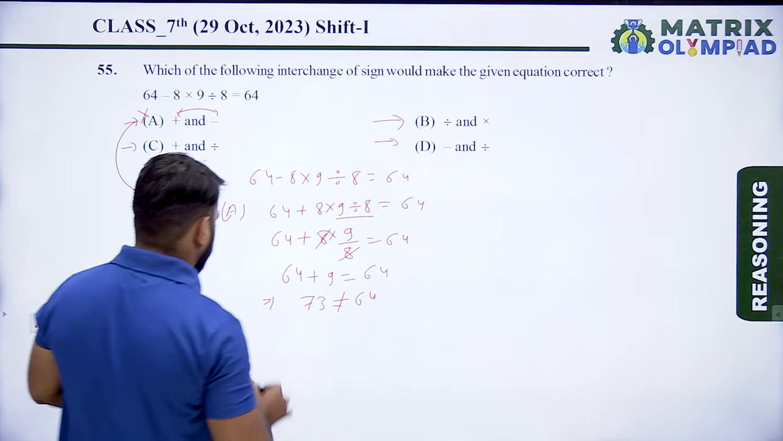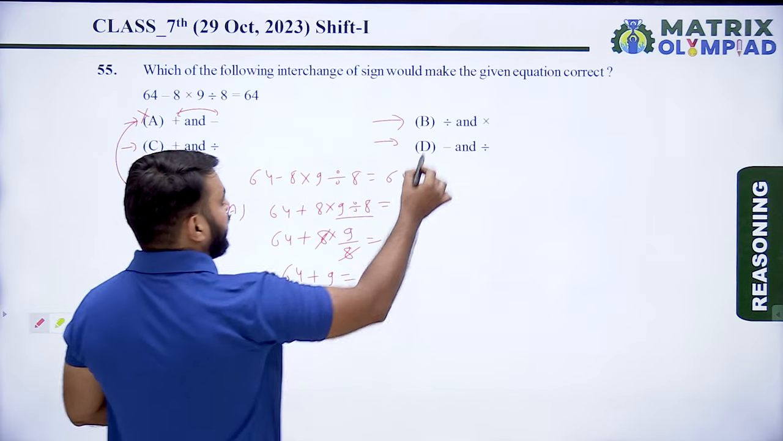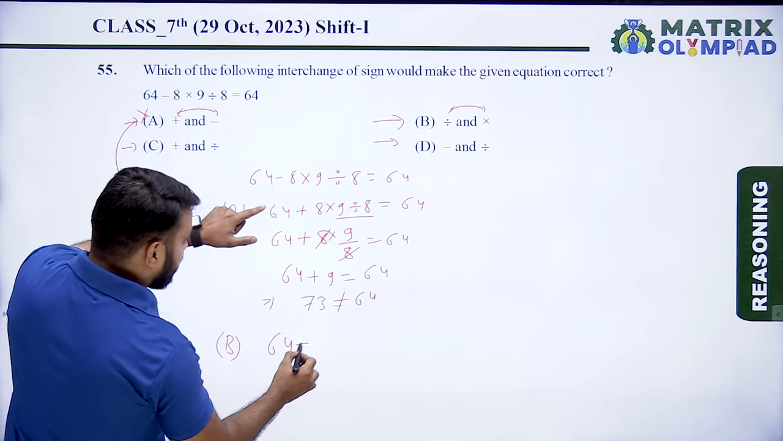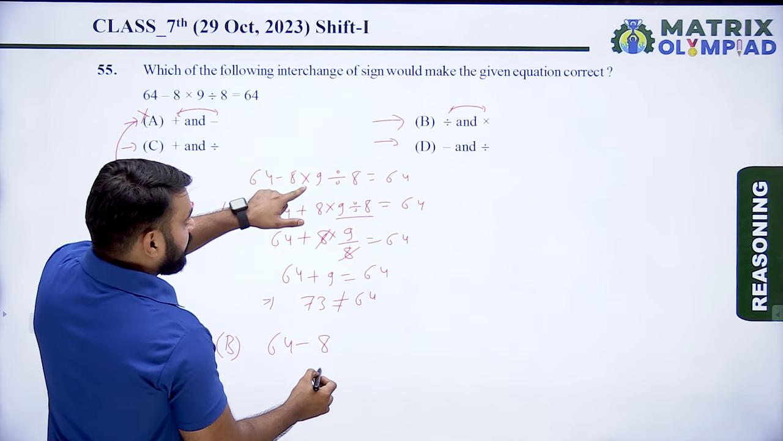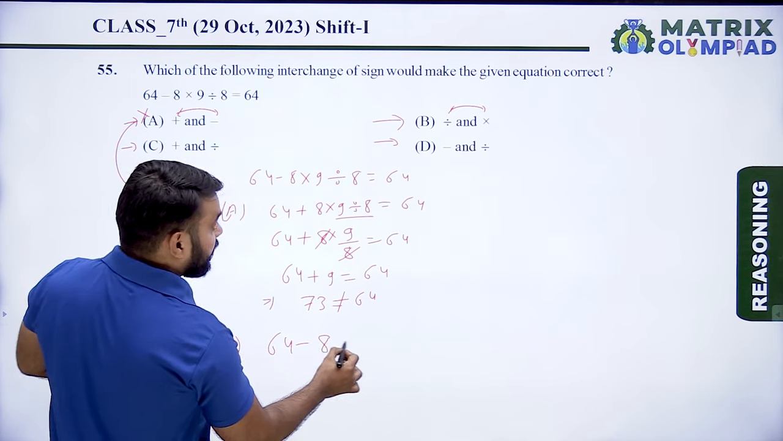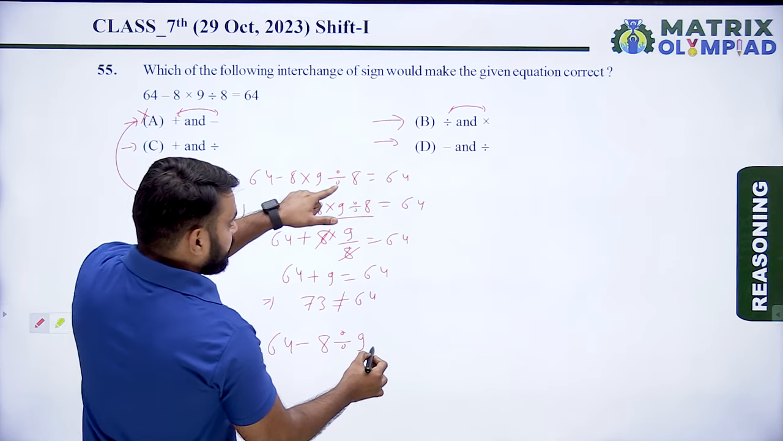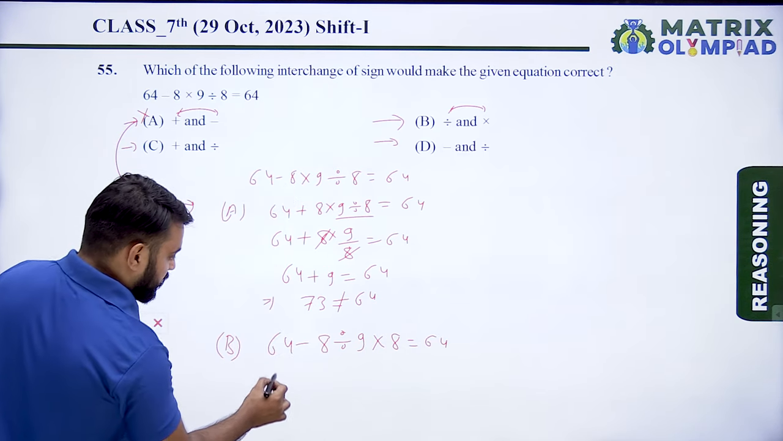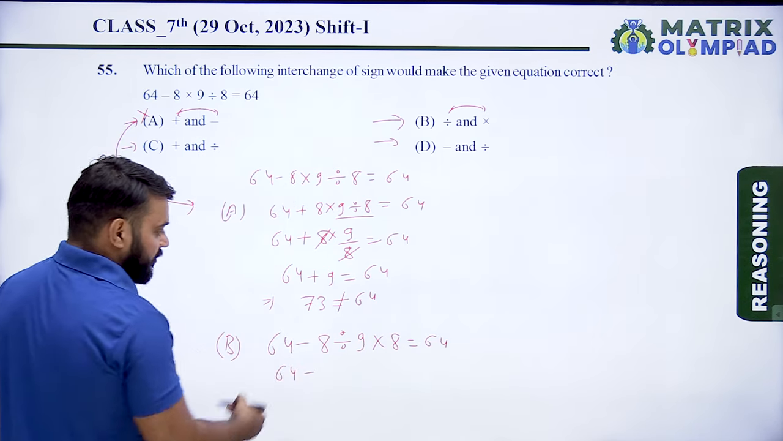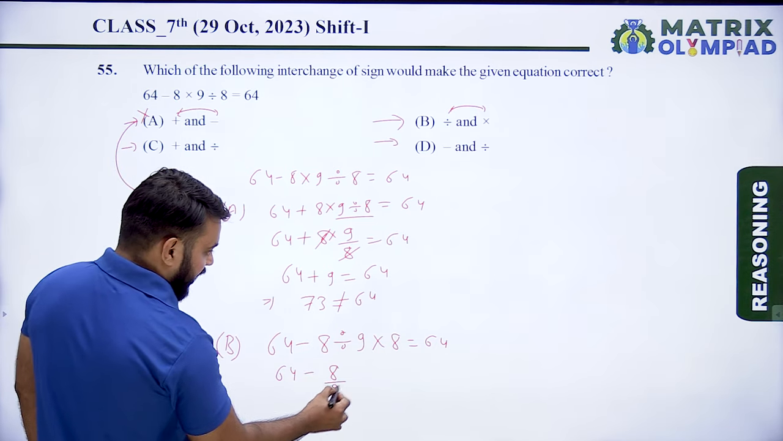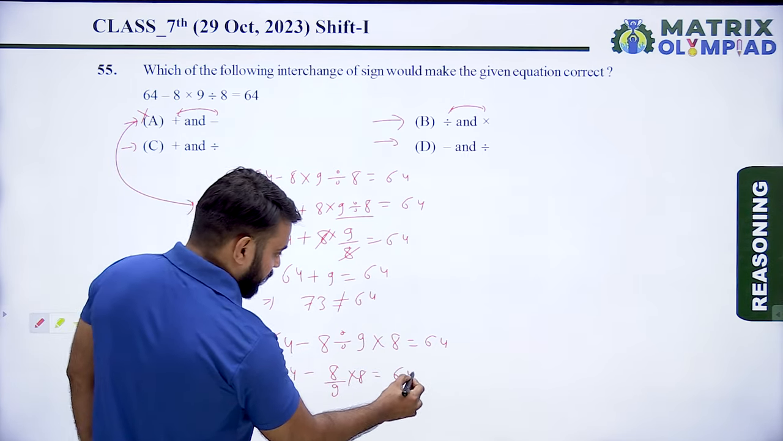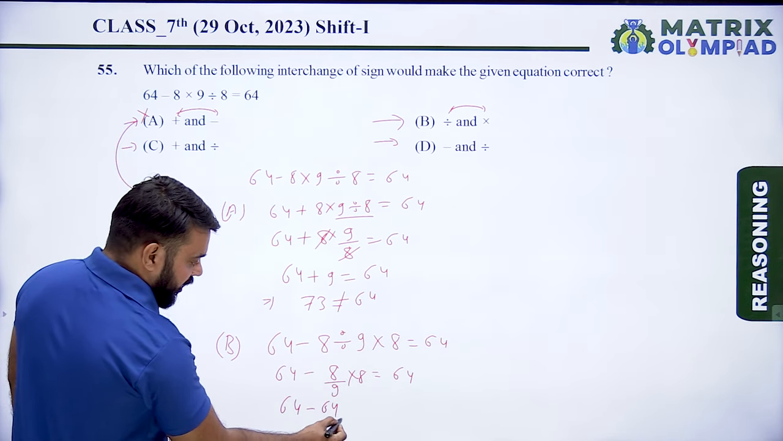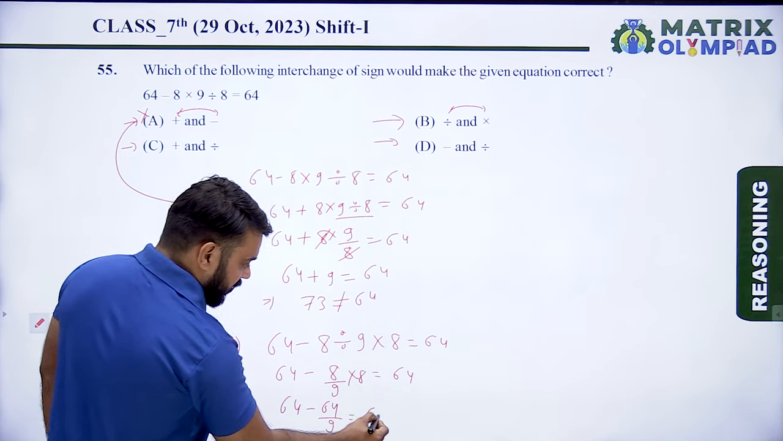Now taking option B. According to option B, interchange the divide and multiply. So the equation is 64 minus 8, multiply means divide, divide means multiply, 9, 8 is equals to 64. So 64 minus, divide the number first. 8 divided by 9 into 8 is equals to 64. Now 64 minus 8 multiplied by 8, it means 64 upon 9 is equals to 64.